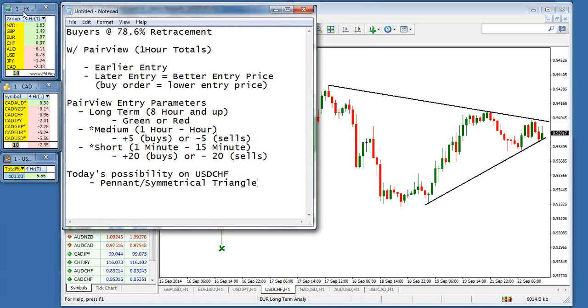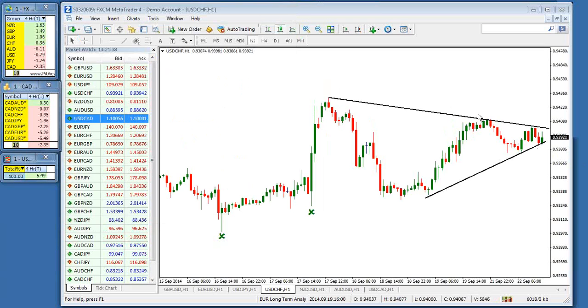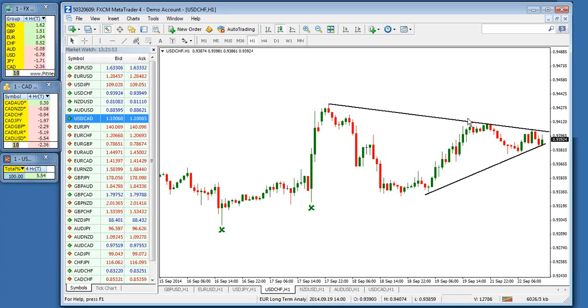Now, I'm not using the global view or the group view. This is just another pair that I look to trade. We all have our pairs that we like to trade, and then you can use global view and group view to look for pairs that might also be good for us today, right now. But this is one where I think we have a symmetrical triangle forming right in here.